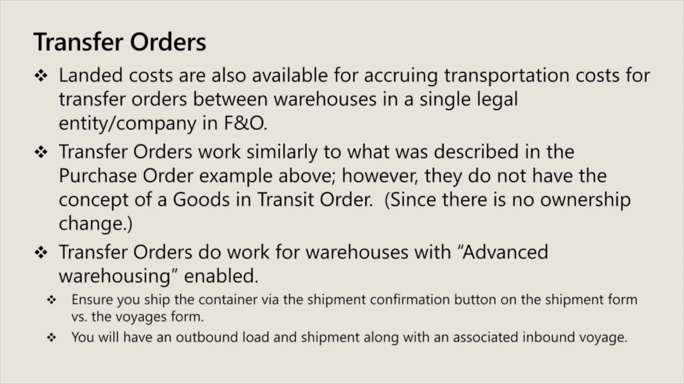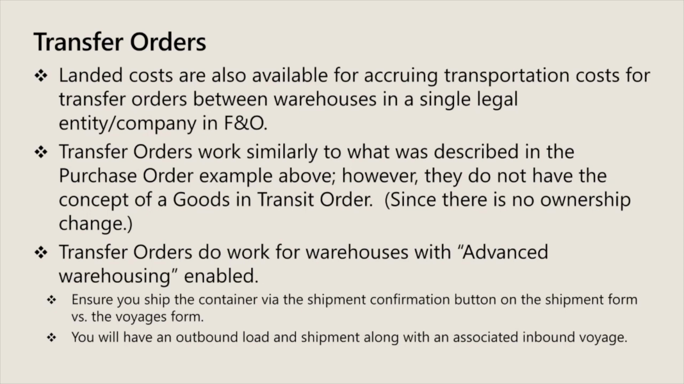One major point of difference between the two is that transfer orders do not have a concept of a goods in transit order, just because there is no concept of an AP invoice, right? There is no ownership change in the goods related to transfer orders. It's literally moving within a single legal entity from one warehouse to another warehouse. And so it allows for the accruing of those additional transportation costs in the cost of the items, but you're not required to use that goods in transit functionality to get that to work.